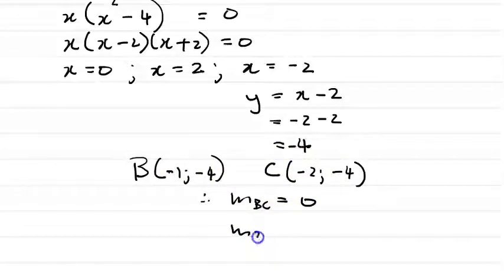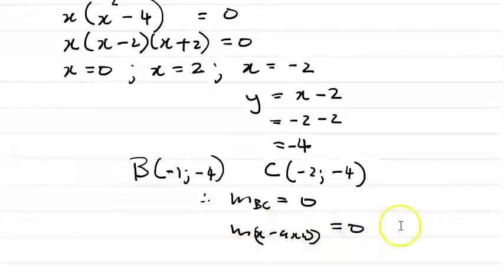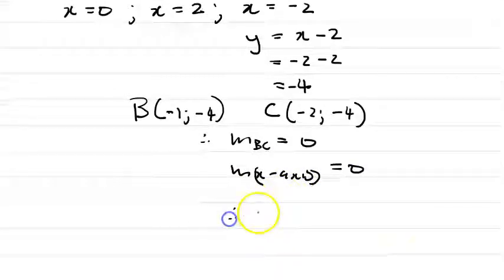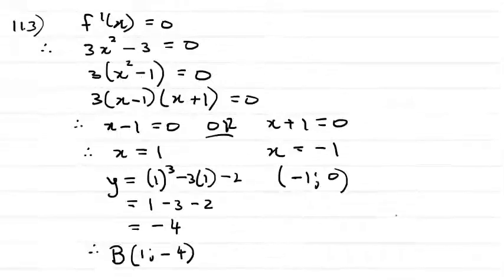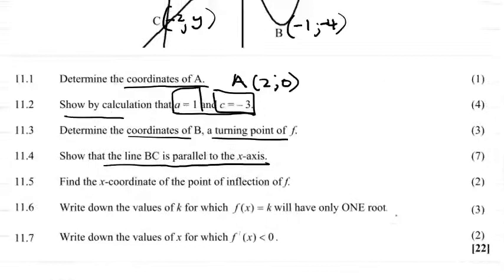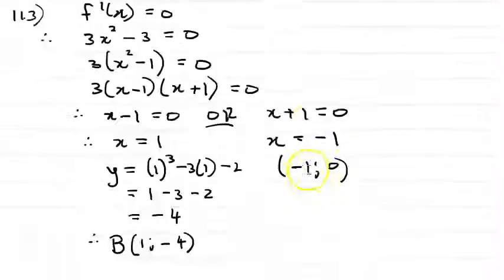And remember that the gradient of the x-axis is also going to be 0. Therefore, BC is parallel to the x-axis. So BC now is parallel to the x-axis. I think now that answers our question. Show that BC is parallel to the x-axis. So we show that the gradients are equal, therefore the lines are parallel to each other.